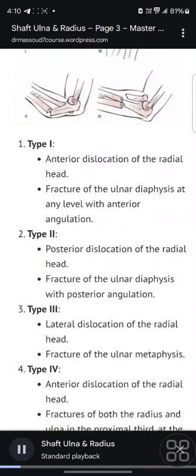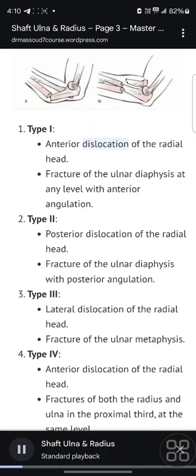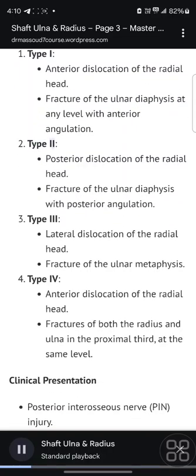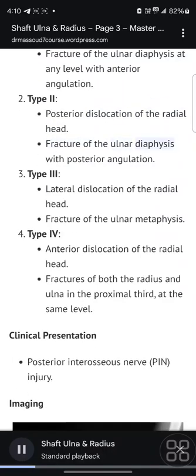1. Type 1. Anterior dislocation of the radial head. Fracture of the ulnar diaphysis at any level with anterior angulation. 2. Type 2. Posterior dislocation of the radial head. Fracture of the ulnar diaphysis with posterior angulation.